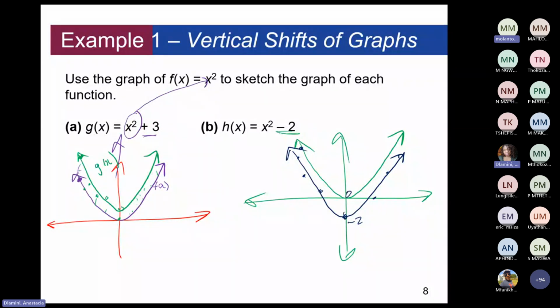Is it all sorted? 3 yeses, then I move forward. Yes, ma'am.